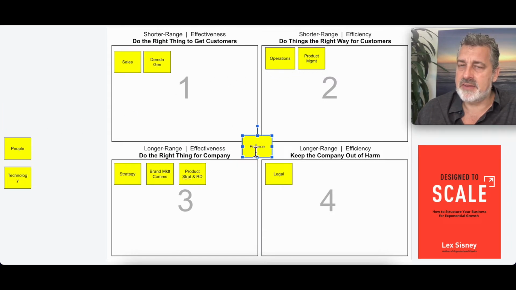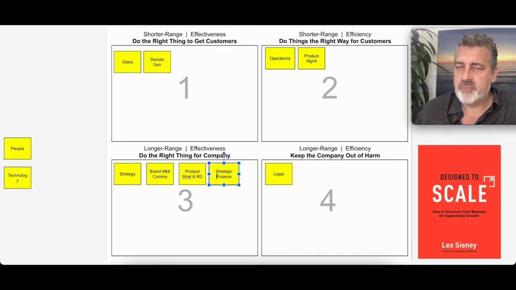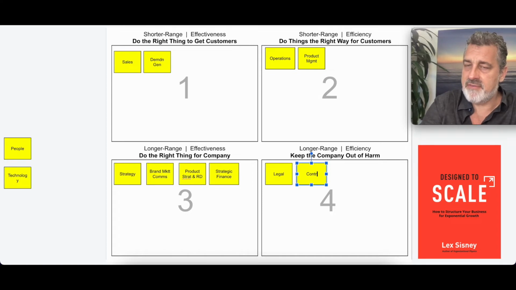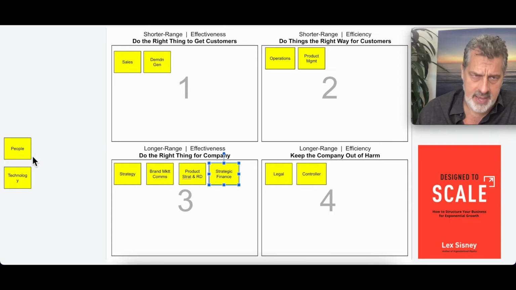Here's a loaded term, finance, right? Same concept. Can't fit it cleanly into one quadrant. It's telling you, think more clearly, think more systematically. I think there's at least two finance functions. One is strategic finance: long range capital deployment, investor relations, board management support, financial analysis, that kind of thing. But then there's also a financial function around keeping the company out of harm, the controller function: profit control, board reports, tax reporting, that kind of thing. One is to keep the company out of harm, the other is to do the right thing for the company, deploying capital, supporting mergers and acquisitions, that kind of thing.